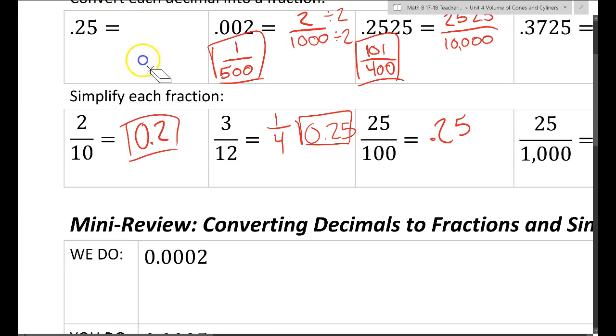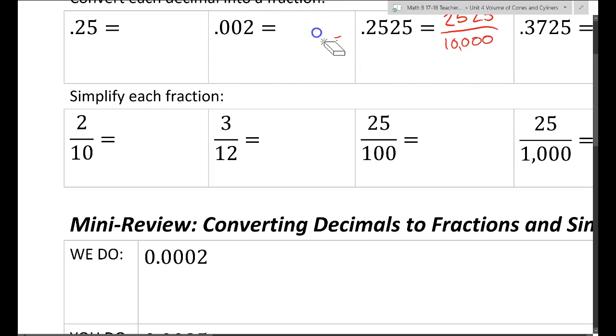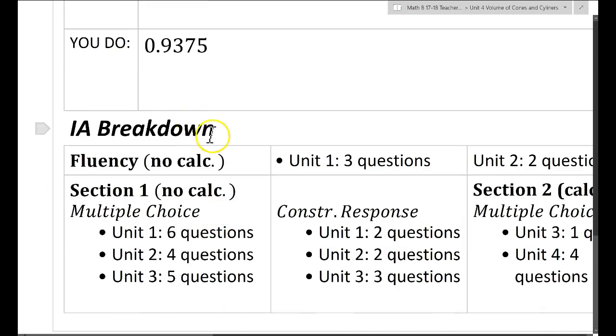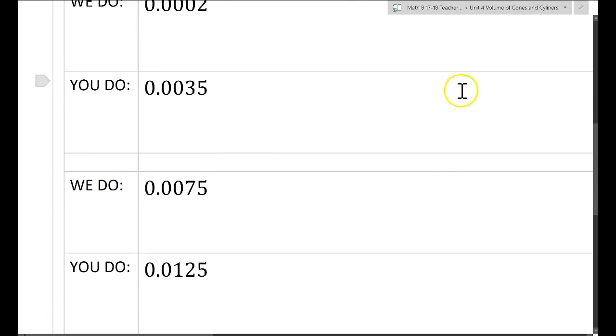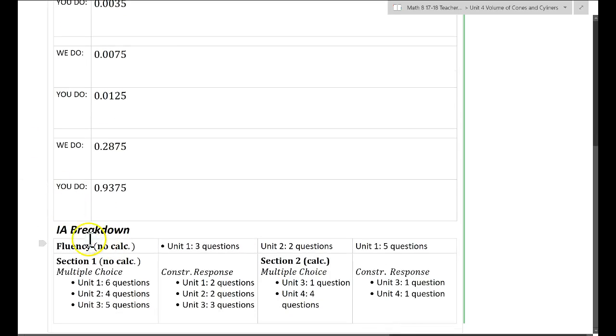So let me clear these out really quickly. If you have any questions with any of those, feel free to raise your hand. If you want to go through and do any of these, feel free. And then finally, there's an IA breakdown here, which tells you exactly how many of each type of question we're going to see on there, on the calculator, no calculator on the Fluency.